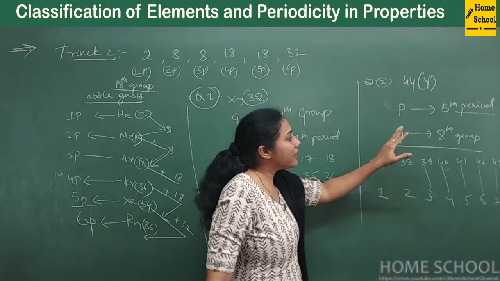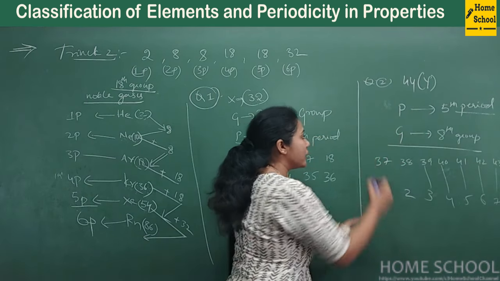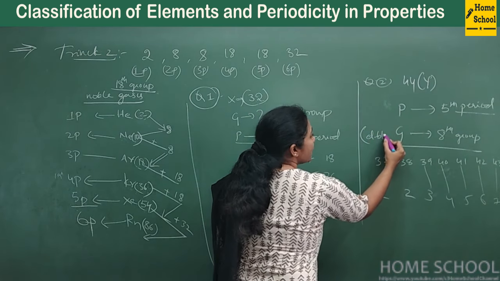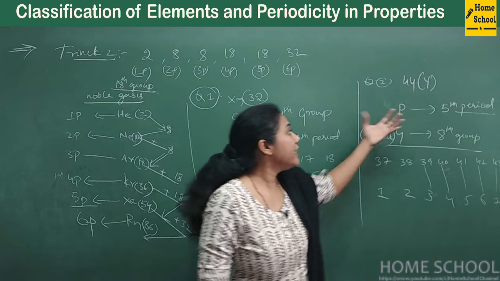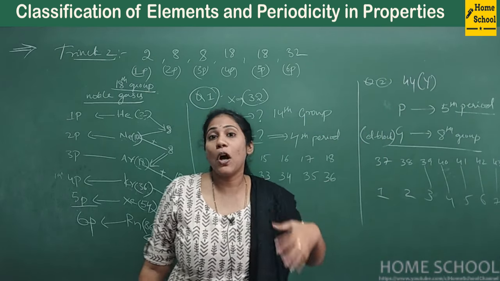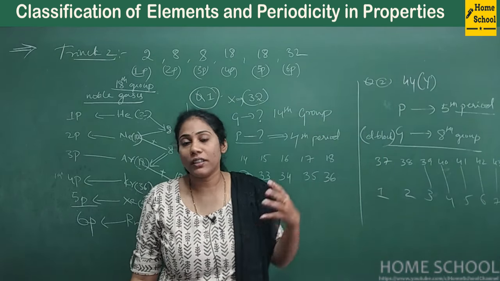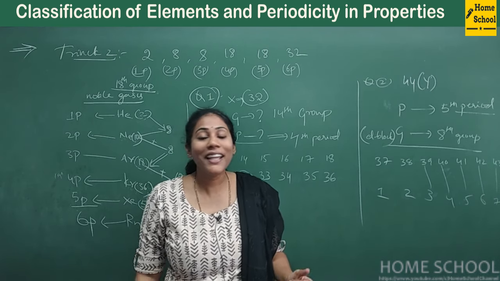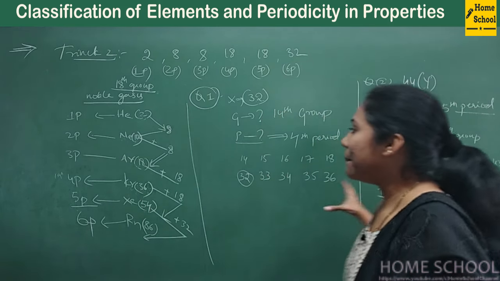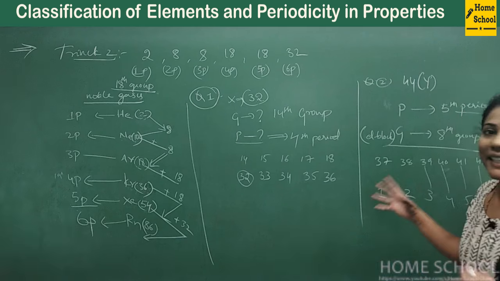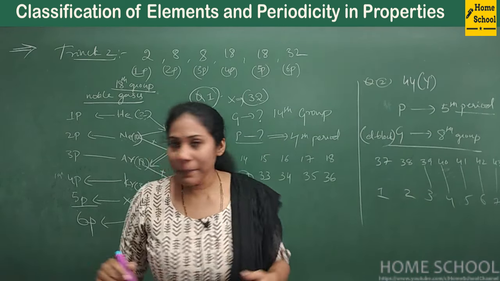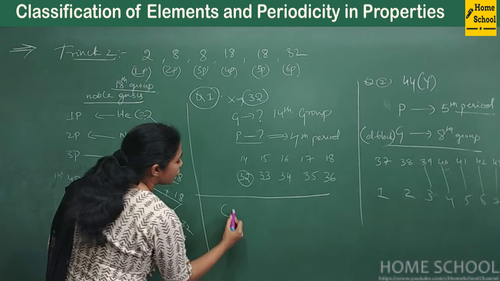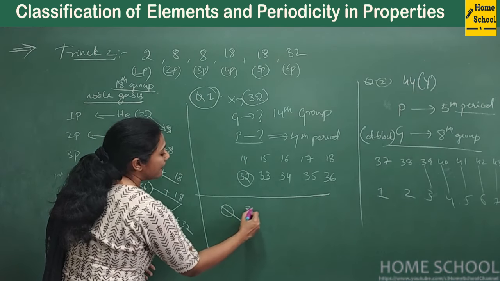So group number 3 to group number 12 are actually D block elements, no? So this element actually belongs to the D block. You can decide the block also, to which block it belongs, S block, P block, D block, or whatever. Okay, so this is our trick number 2, guys. So you have to work it out with the questions. So now you can tell me the answer for this question and post the answer in the comment section.